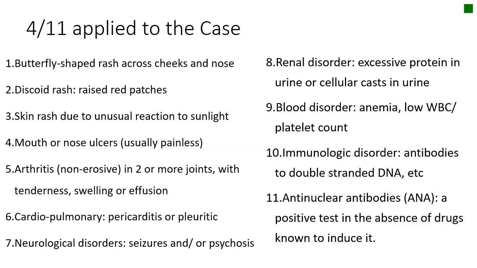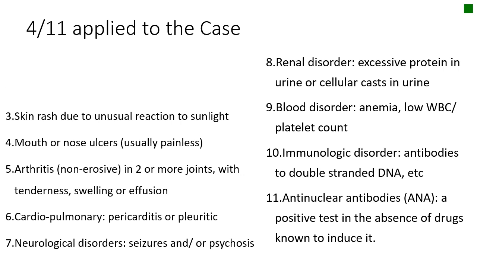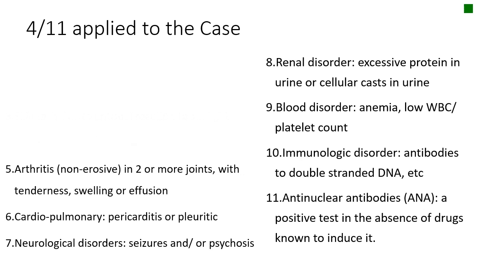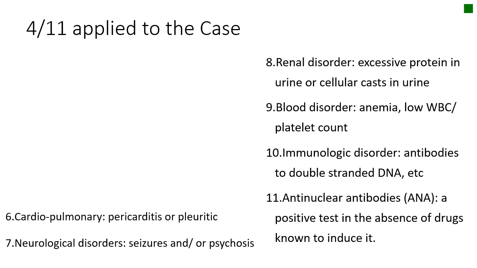Now let's see how it applies to this case. Does the patient present with butterfly shaped rash? No. Raised red patches? No. A skin rash due to unusual reaction to sunlight? No. Mouth ulcers? Not reported. Arthritis of 2 or more joints with tenderness, swelling or effusion? No. Cardiopulmonary: the patient is not complaining of any pericarditis, but there is an aggravation when she takes a deep breath. So maybe there is something going on in the pleura of the lungs. So we'll retain this particular condition.